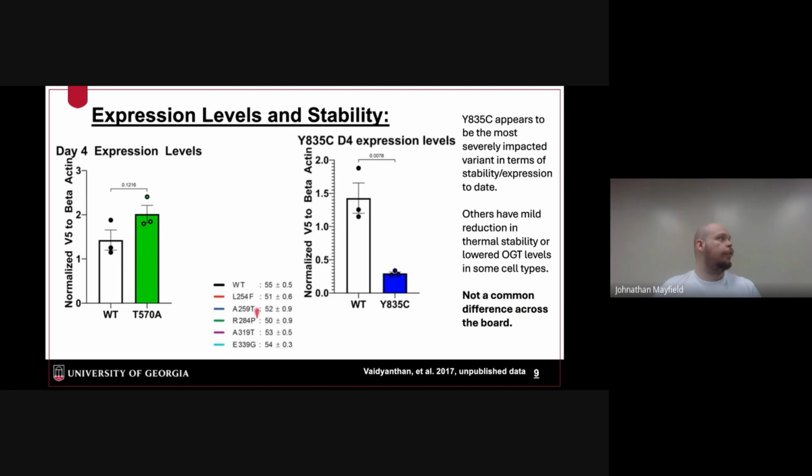Just look real quick at these numbers here, right? Wild type is 55, and we've got a variety, some of them really close to wild type. So even among this group here, we don't see a common difference.